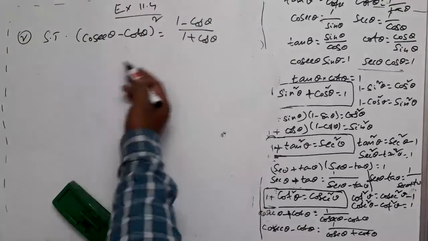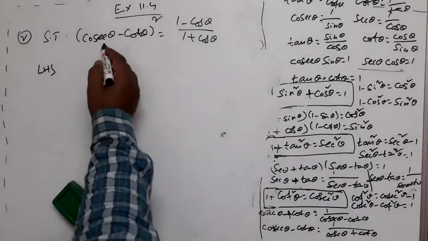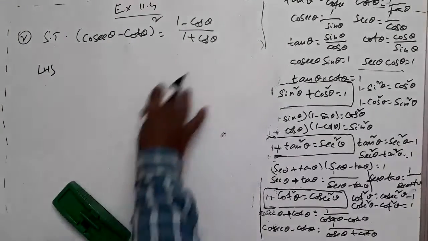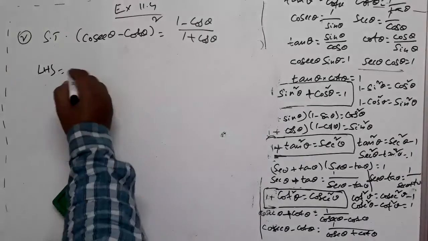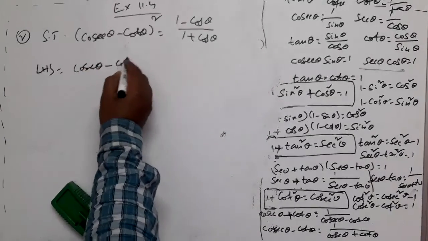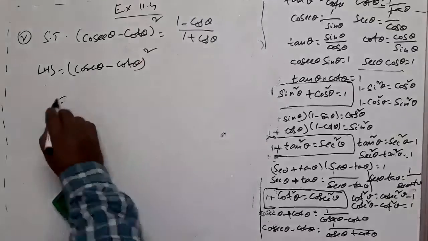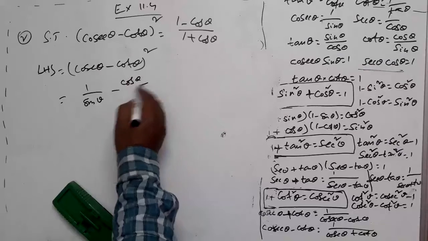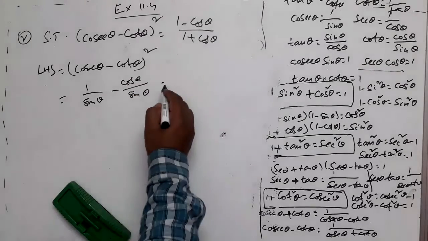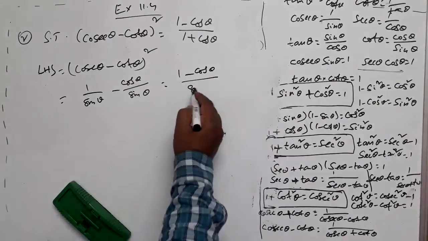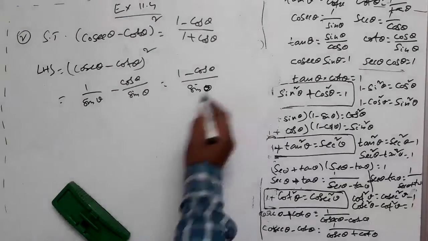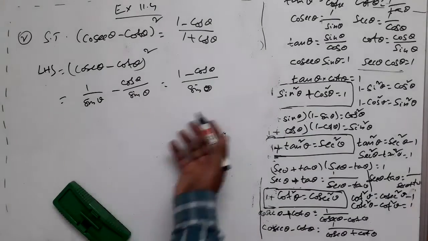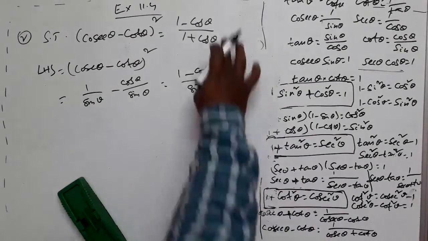Let us start at LHS. Write the expressions in terms of sin theta and cos theta, so that we will bring RHS. LHS is cosecant theta minus cot theta whole square. That is, cosecant theta can be written as 1 by sin theta, cot theta can be written as cos theta by sin theta. So the denominator is equal, LCM is sin theta, numerator is 1 minus cos, denominator is sin.